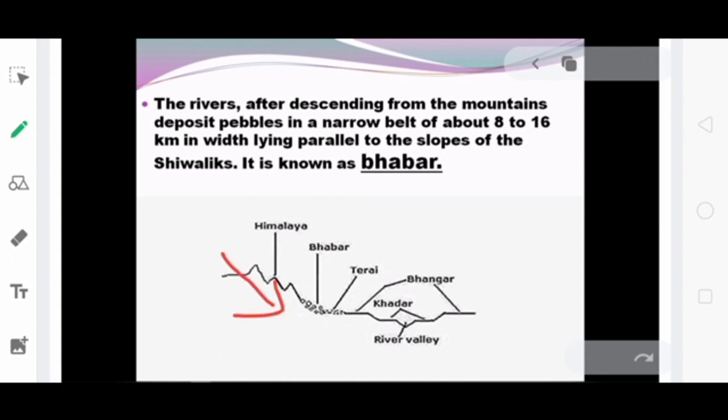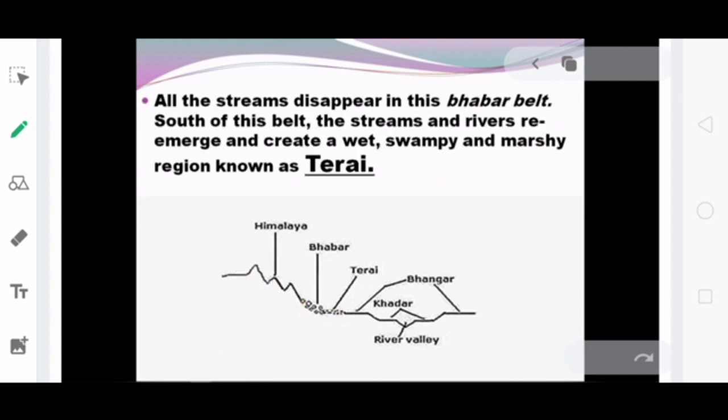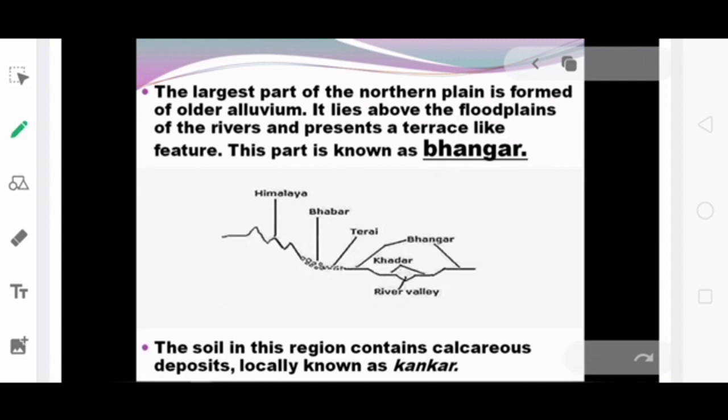The rivers, after descending from the Himalayas, deposit pebbles in a narrow belt of 8 to 16 kilometers in width, lying parallel to the slopes of the Shivaliks. This area is known as Bhabar. All the streams disappear in the Bhabar belt. So, south of this belt, the streams and rivers re-emerge and create a wet, swampy and marshy region known as Terai.